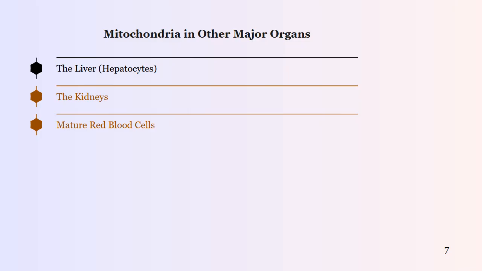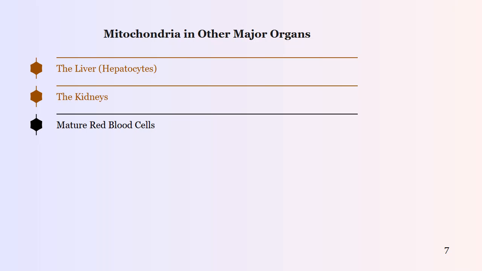7. Mitochondria in other major organs. The liver, hepatocytes. Liver cells contain 1,000 to 2,000 mitochondria each to power diverse detoxification and biosynthetic pathways. The kidneys. Renal tubular cells require immense mitochondrial energy to actively reabsorb ions and filter metabolic waste from blood.